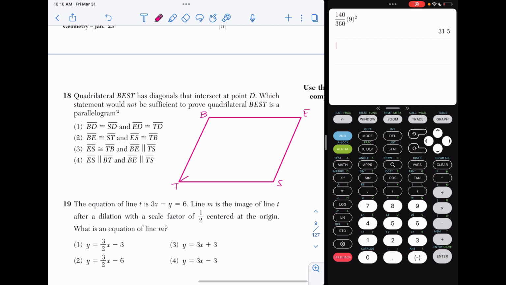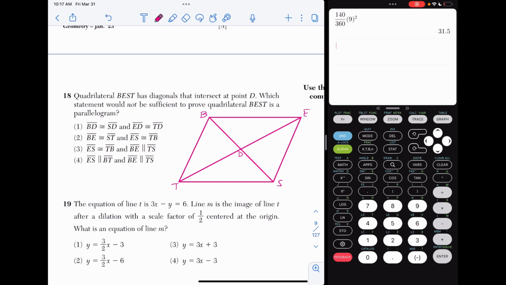So the diagonals intersect at D, okay? And I drew mine kind of like a parallelogram. I don't know that to be the case. I'm just following the description. It's got to have four sides. It's got to have these diagonals. And it says, which statement is not sufficient to prove BEST is a parallelogram? All right, let's read these answer choices.